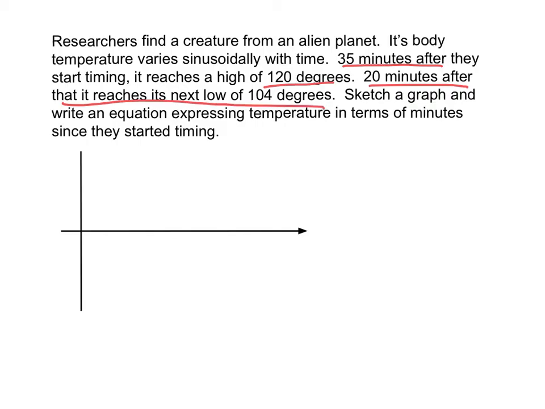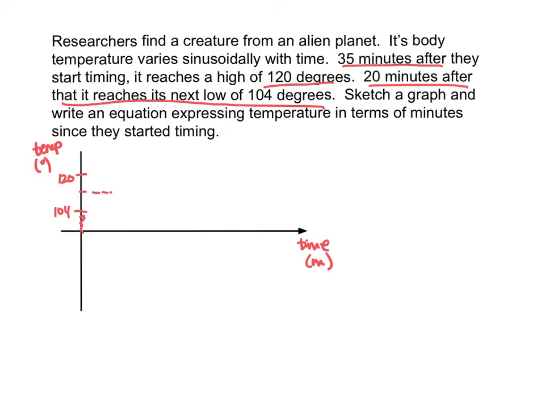So what we have here is we have time. Again, this time it's minutes. And this time we have temperature up here. And temperatures in terms of degrees. So what we know is we have a maximum of 120 degrees, and we have a minimum of 104 degrees. Notice this is not to scale.